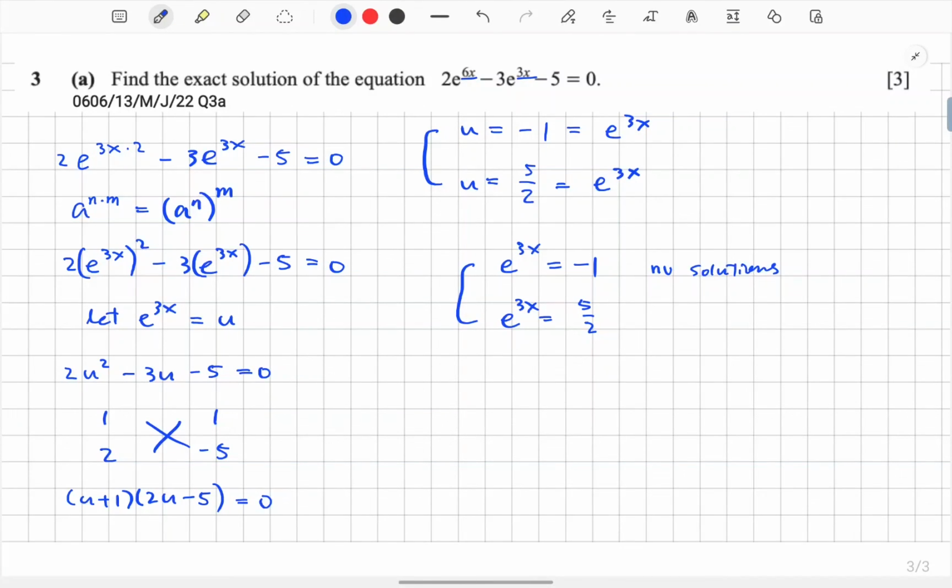For our second equation, to eliminate the e, we can take ln of both sides so that ln and e cancel. Now we have 3x is ln 5 over 2, so x is ln 5 over 2, over 3. We can write it as 1/3 times ln 5 over 2. This is our final answer.